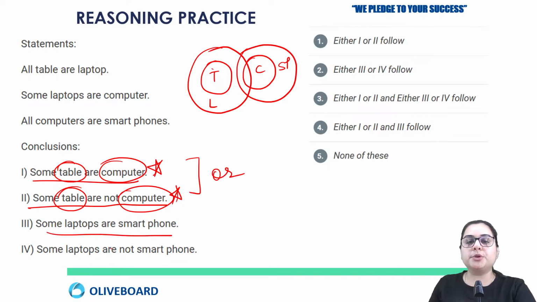Next we have some laptops are smartphones. Now that is definitely true. Next is some laptops are not smartphones.